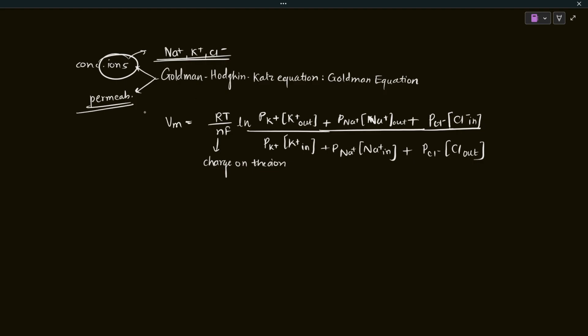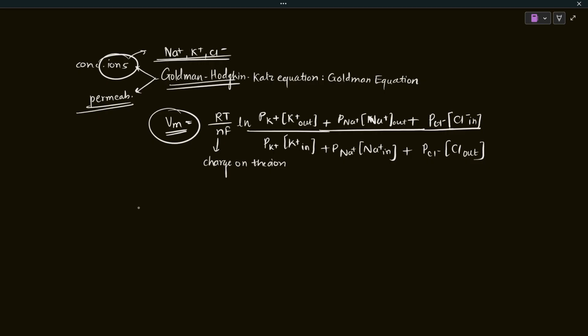So this is the Goldman-Hodgkin-Katz equation, which gives us the membrane potential by accounting for all of the factors: the permeability of a particular ion as well as the concentration of that particular ion across the membrane. That is why this is a more refined version of the Nernst equation, which gives us an idea about the whole membrane potential.